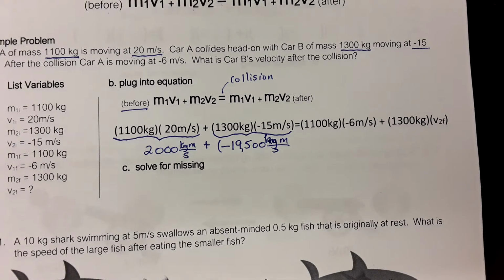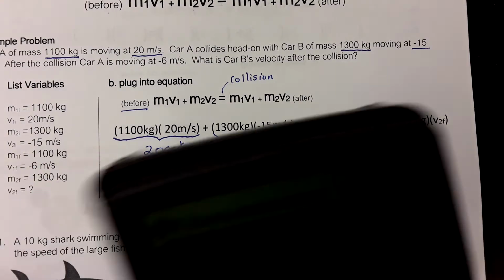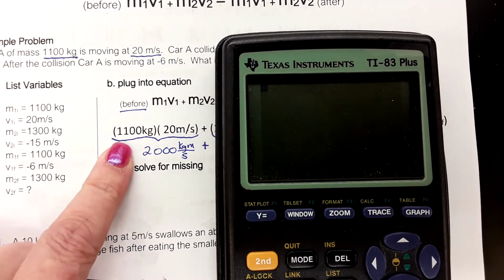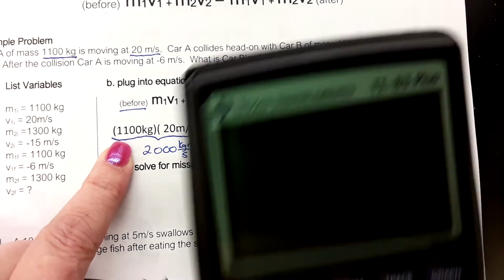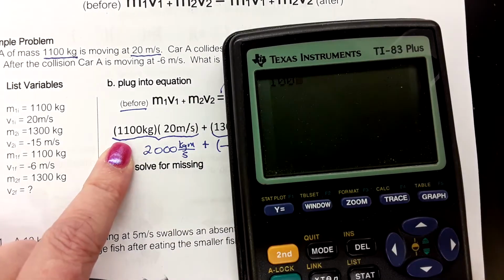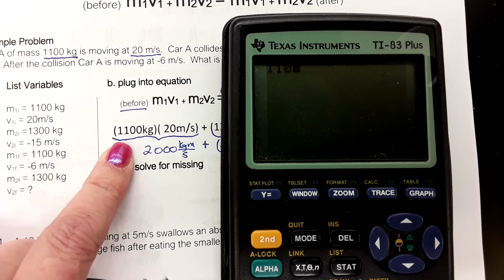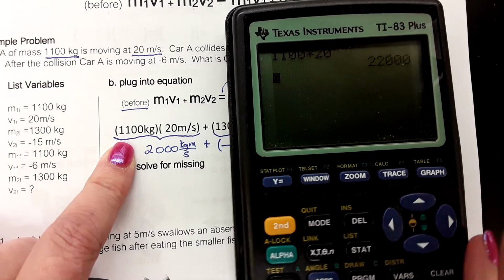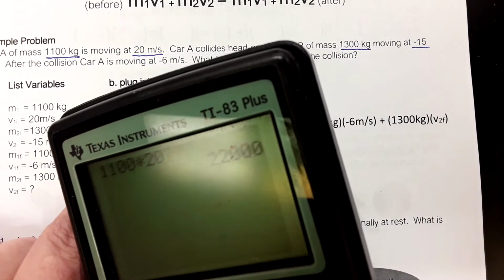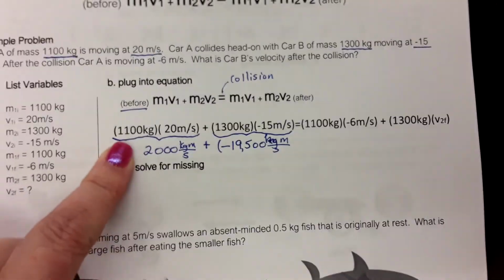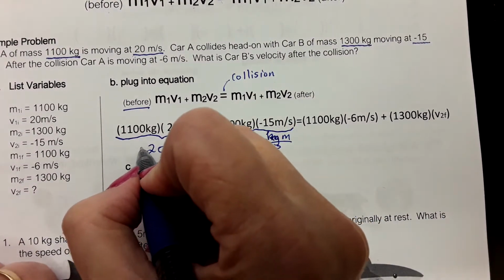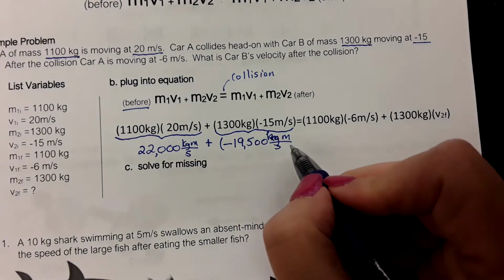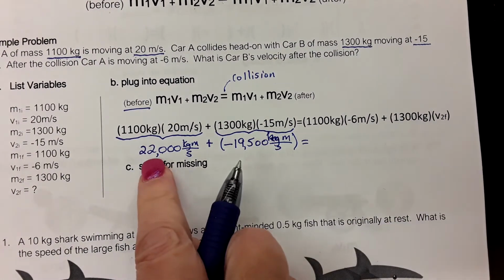Oh, you know something? I made a boo-boo on that first part, didn't I? I just now noticed. It was 1,100 times 20, and that gives us 22,000. I'm sorry, guys. All right, so 22,000. Now we're correct.